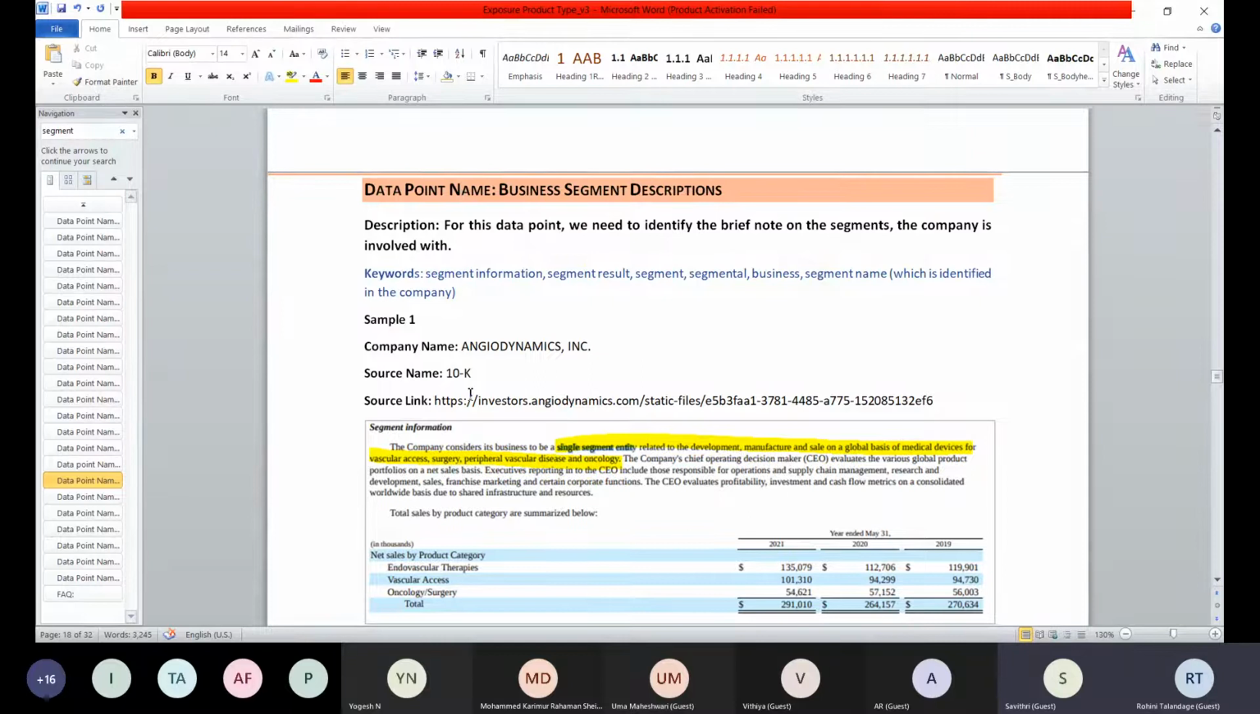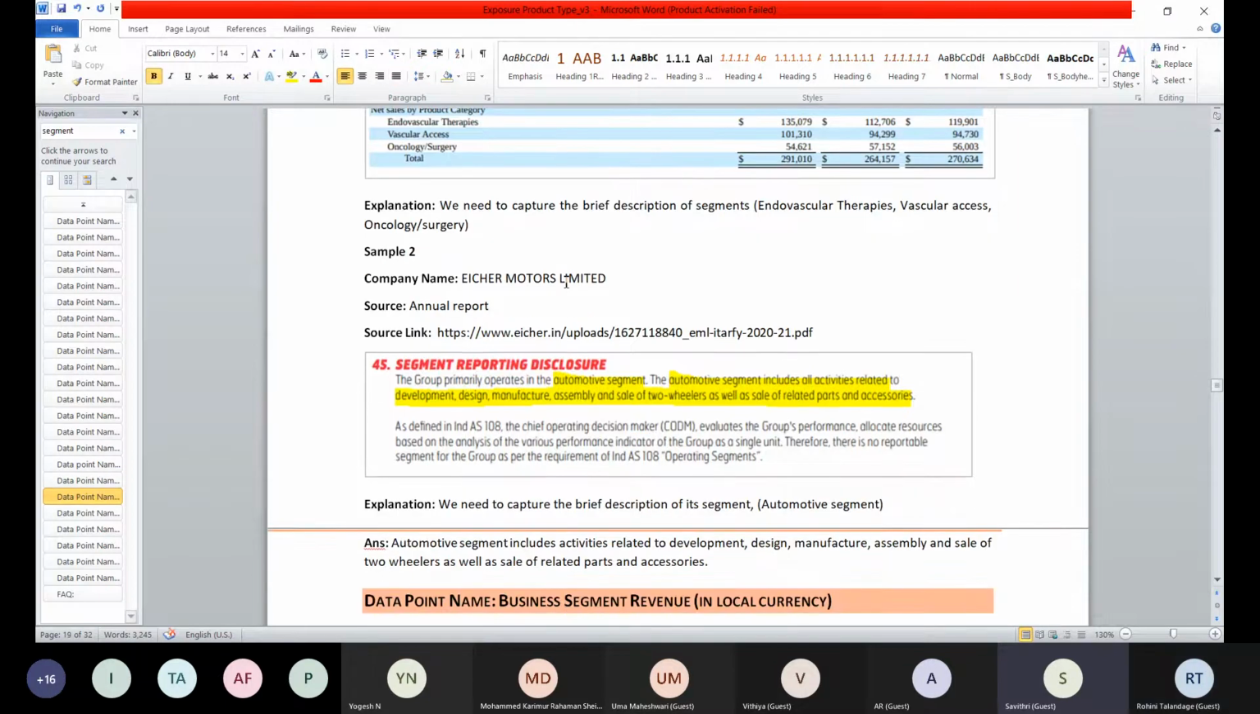Now, the next data point is business segment description. For this data point, we have to check for each segment whether they have given any explanation on the segment detail. Now our segment is like the automotive segment. Here they have given the detail, right? The automotive segment includes all activities related to the development, design, manufacture. So this will be your description.